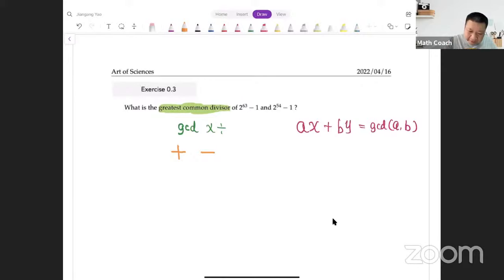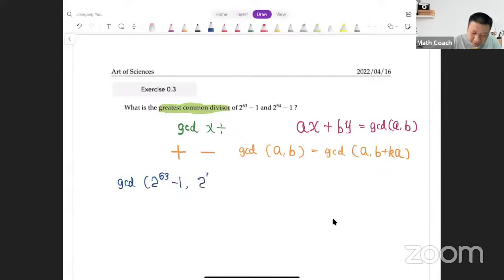For example, the related rule would be: for A, B, the GCD of two numbers, if you add a multiple of one number to the second number, then the GCD will stay the same. That is the so-called Euclidean algorithm. If you already learned these complicated things, that's fine. If you haven't, the gut feeling to keep is that we should do addition and subtraction if possible. So here, the question is the GCD of 2 to the power of 63 minus 1 and 2 to the power of 54 minus 1.